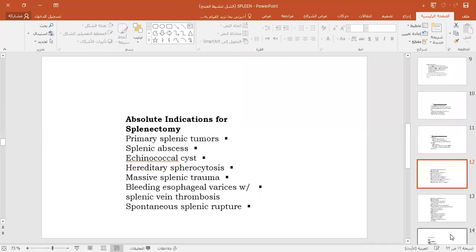Only massive splenic trauma, when the vital signs or the patient is unstable, needs splenectomy. Bleeding esophageal varices with splenic vein thrombosis. Spontaneous splenic rupture occurs when there is massive splenomegaly in case of infectious mononucleosis or malaria, which is common in tropical countries.